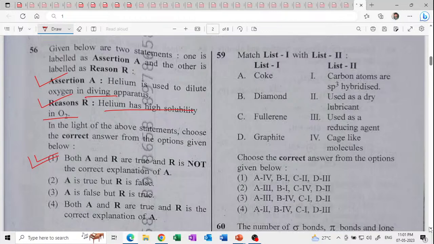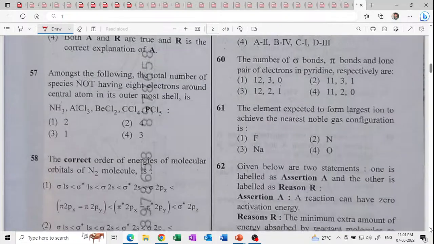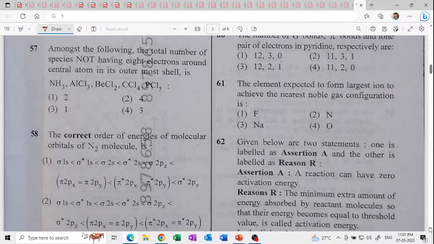This is a question from the group 18 elements. Next, among the following, the total number of species not having 8 electrons around the central atom. NH3 contains 8 electrons. AlCl3 has 6 electrons. BCl2 has 4 electrons. CCl4 has 8 electrons. And PCl5 has a total of 10 electrons.